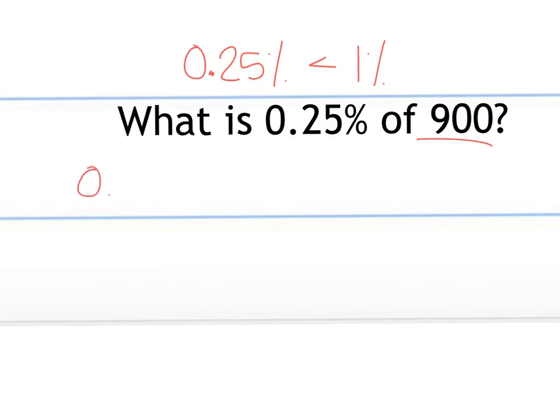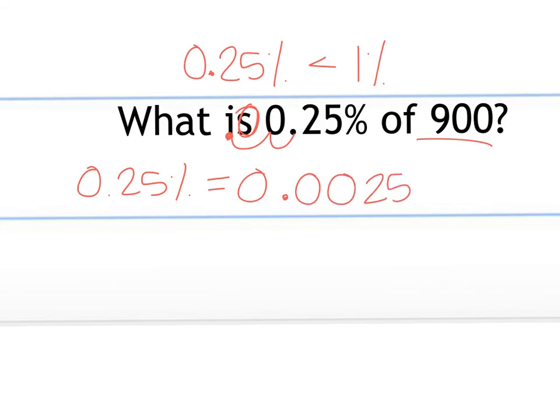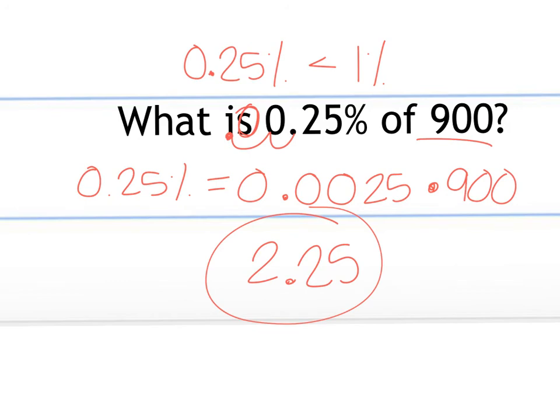So 0.25%, I still have to move my decimal 2. I have nothing here, so I have to add zeros. So now it's going to be 0.0025, and then times 900. So 0.0025 times 900 is 2 and 25 hundredths. All right, let's go to the next page.